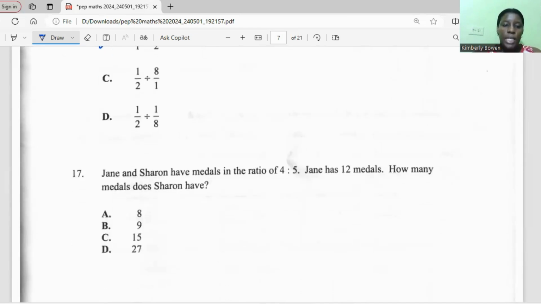Another ratio question. Jane and Sharon have medals in the ratio of 4 to 5. Jane has 12 medals. How many medals does Sharon have? So Jane 4, Sharon 5. If Jane has 12, then Sharon has 15. We're just looking for what number multiplied by the ratio will give us 12, and that's 3. And we'll just multiply that same 3 by 5 to get 15.